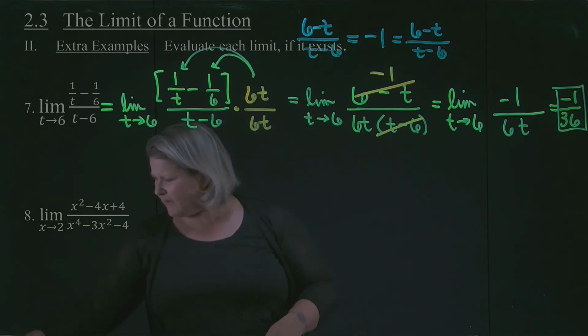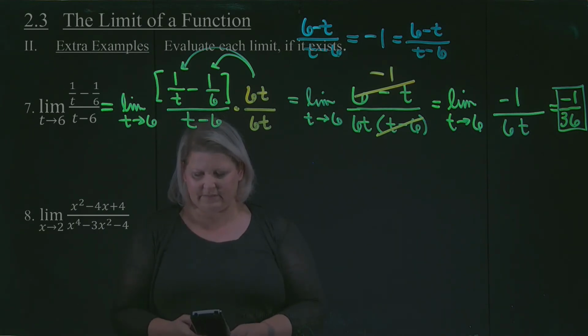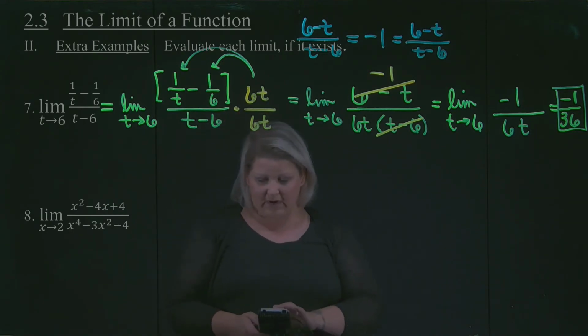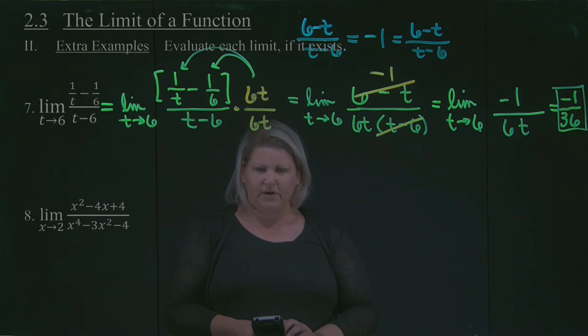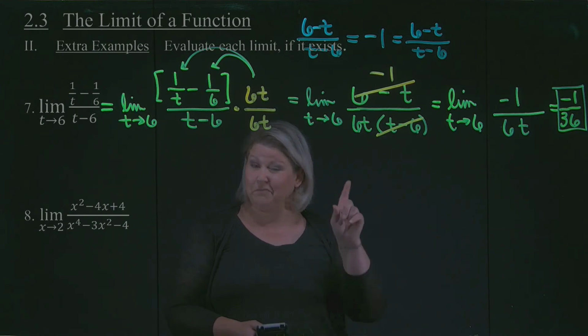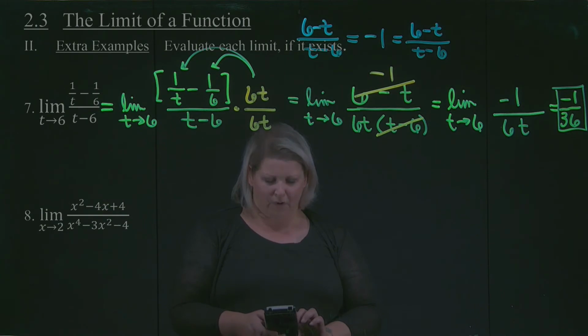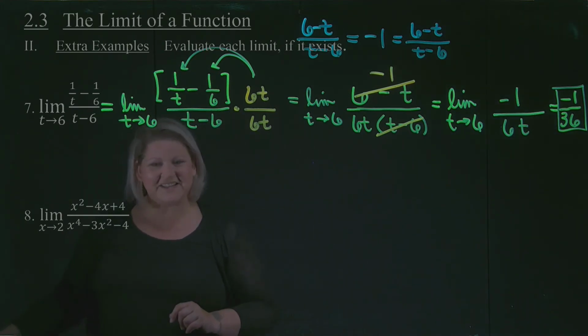Let's try the next one. Okay, so I'm going to have my calculator out for it. I want to plug in the 2 first. So I've got 2 squared minus 4 times 2 plus 4. I get 0 in the numerator. Surprise, surprise. For the denominator, I've got 2 to the 4 minus 3 times 2 squared minus 4. Also 0. You guys seeing the pattern here?